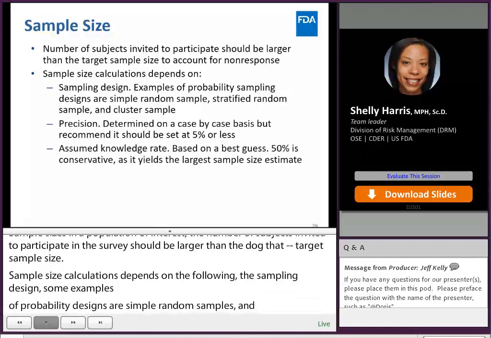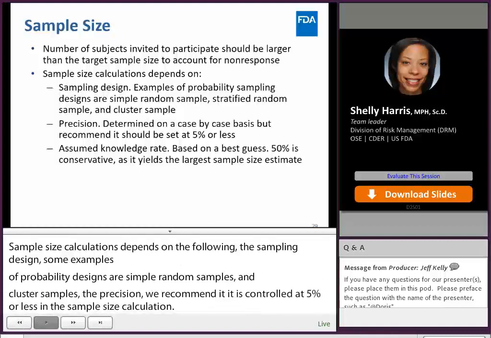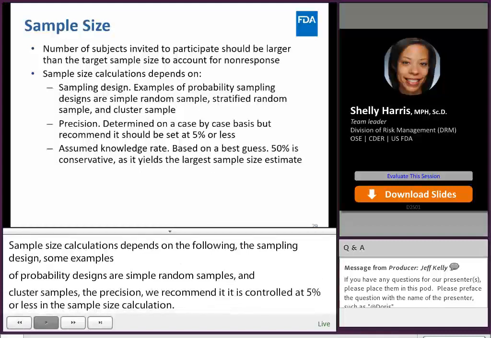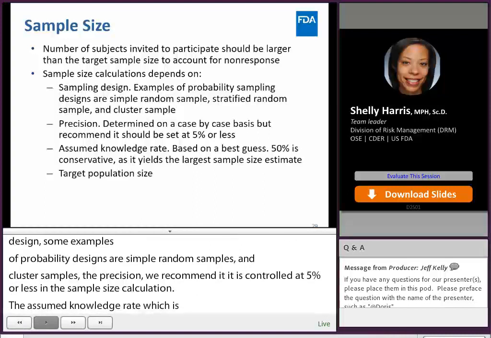The assumed knowledge rate, which is the best guess or expected knowledge rate. For a conservative estimate, one might use 50%, which would yield the largest sample size estimate. And the target population size, or the number of individuals in the target population.